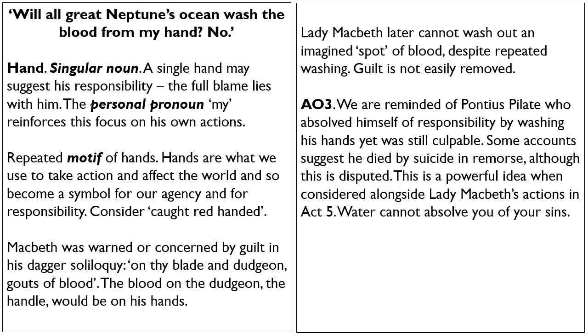Now, Macbeth was warned about this, or he was concerned about it, in his dagger soliloquy. He talks about on thy blade and dudgeon gouts of blood. The dudgeon is the handle. So if you were to hold a handle of a dagger with blood on it, you'd get blood on your hands. So in the dagger soliloquy, he's concerned about guilt there and the blood on his hands, and this turns out to be true. Lady Macbeth later cannot wash out the imagined spot of blood from her hands, and despite repeated washing, it doesn't go. So guilt is not easily removed from our hands, and that mixes all three of the motifs together.